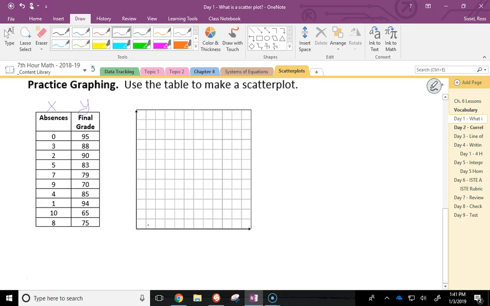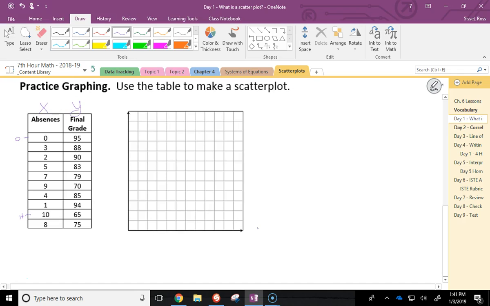If I look at my absences, I have to figure out the scale. What is my largest number? Natalie? 10. Okay, my largest is 10. And my smallest is? 0. Okay, so if I'm going between 0 and 10, can I count by ones? Yeah. And have enough room to get them all in there? Yeah. So I'm actually done with that set. I don't have to change my scale. My scale can go by ones.